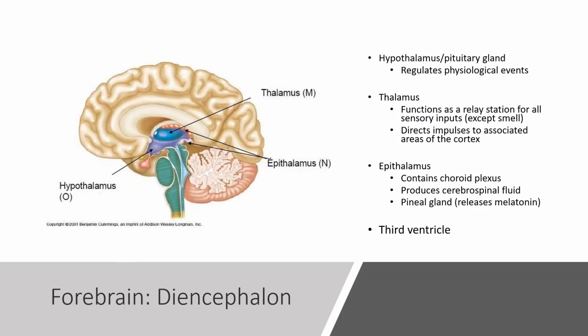All right, so that's your telencephalon of your forebrain. Now we're moving into the diencephalon of your forebrain. And this contains your hypothalamus, your thalamus, your epithalamus, and all of these are basically surrounding what's called the third ventricle. So your hypothalamus is regulating your physiological events.